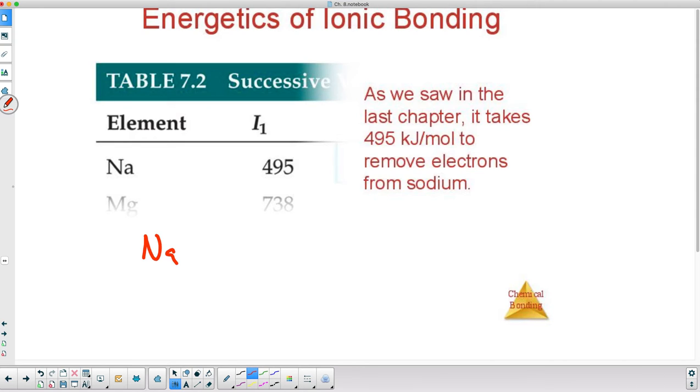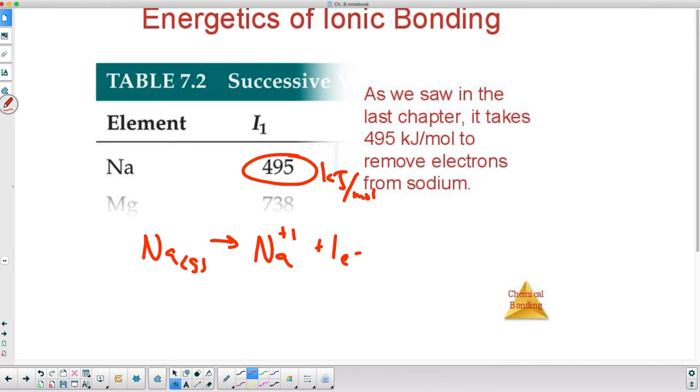Ionization energy is when sodium in its gaseous form here, Na, goes to Na+ plus 1 electron like that. And the energy that's associated with that is 495 kilojoules per mole. So that means for 1 mole of sodium to go from a charge of 0 to +1, and that 1 electron then is available, that's 495 kilojoules per mole.